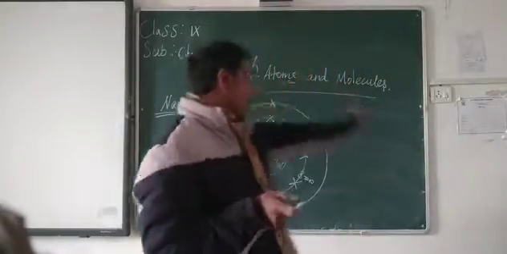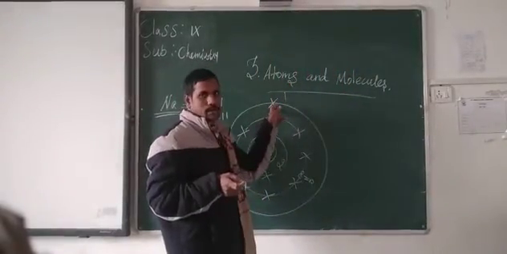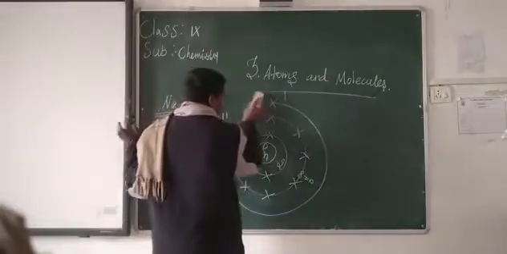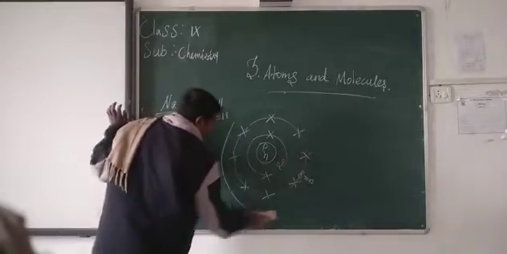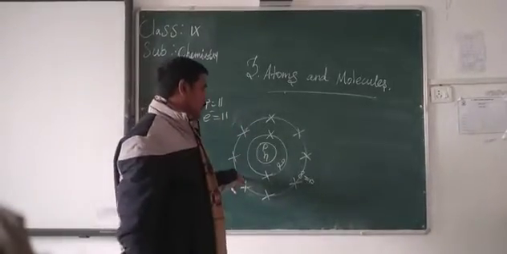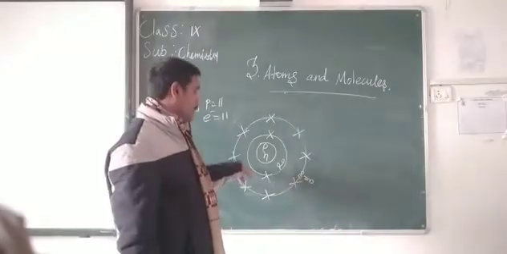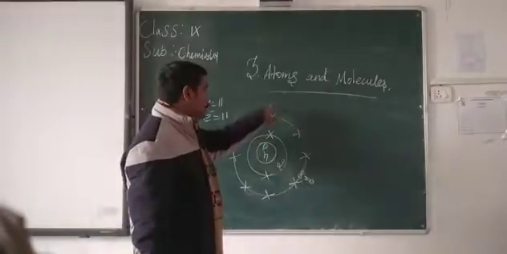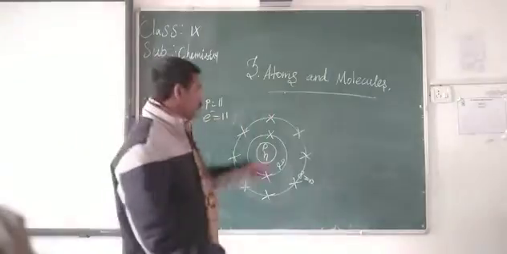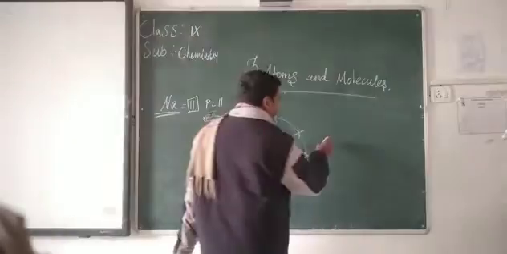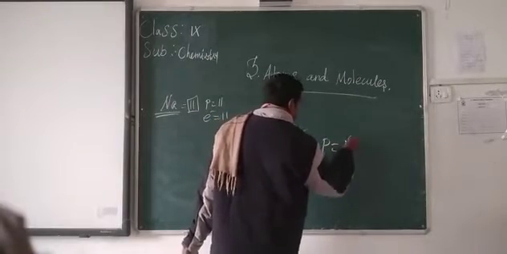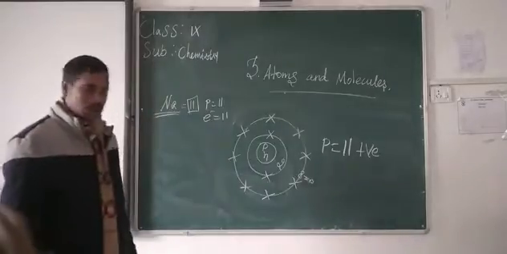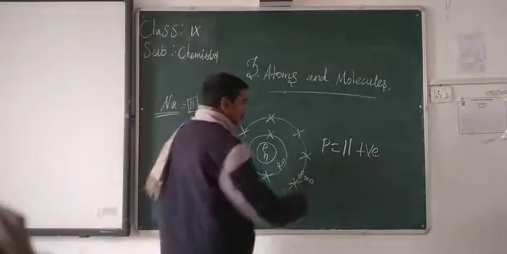To take part in a reaction, it has to lose this one electron. Then only this shell will disappear, and the valence shell becomes the outermost shell. Now it can participate in the reaction. So by losing one electron, how many protons will be present now? 11. Protons carry the positive charge, you know that.